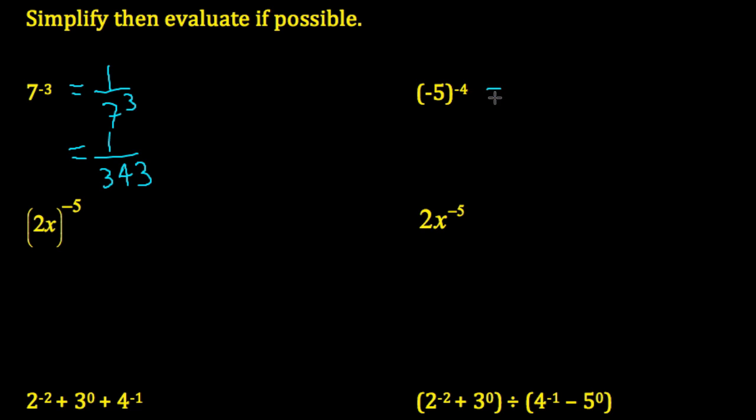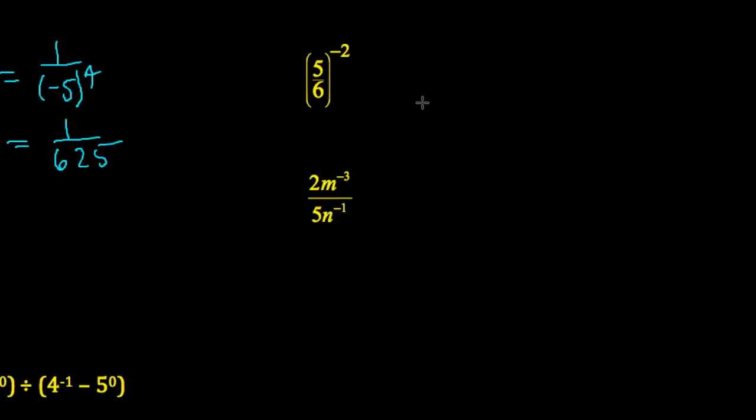The second one, negative 5 raised to the exponent negative 4. Well, that's going to be 1 over that same negative 5, unchanged, to the positive 4. 4 negative 5s multiplied together are 625. So our answer is 1 over 625.